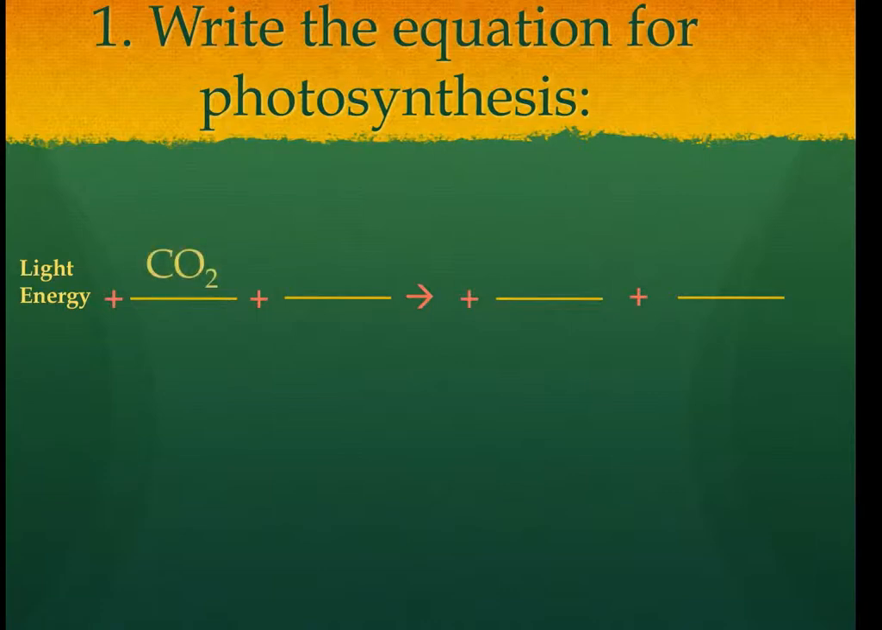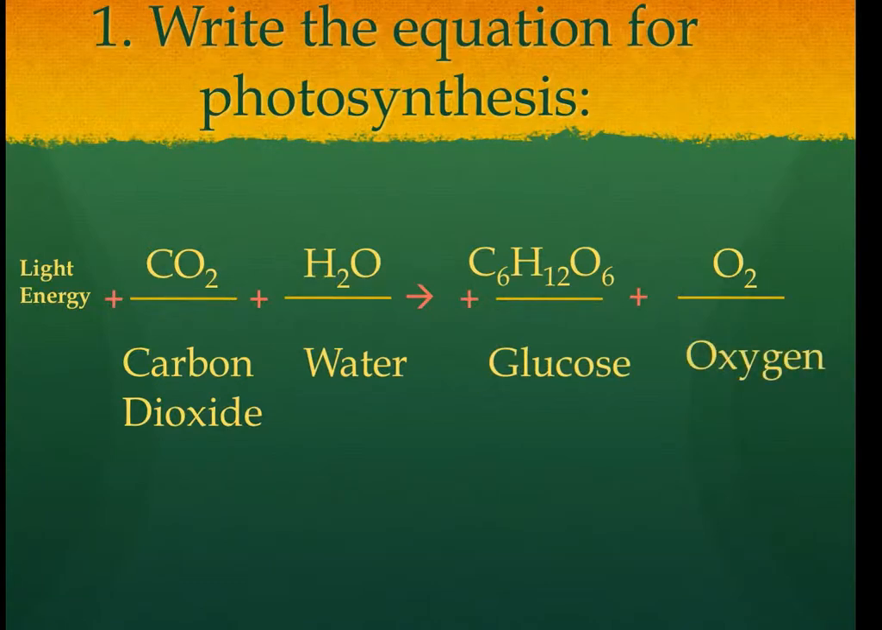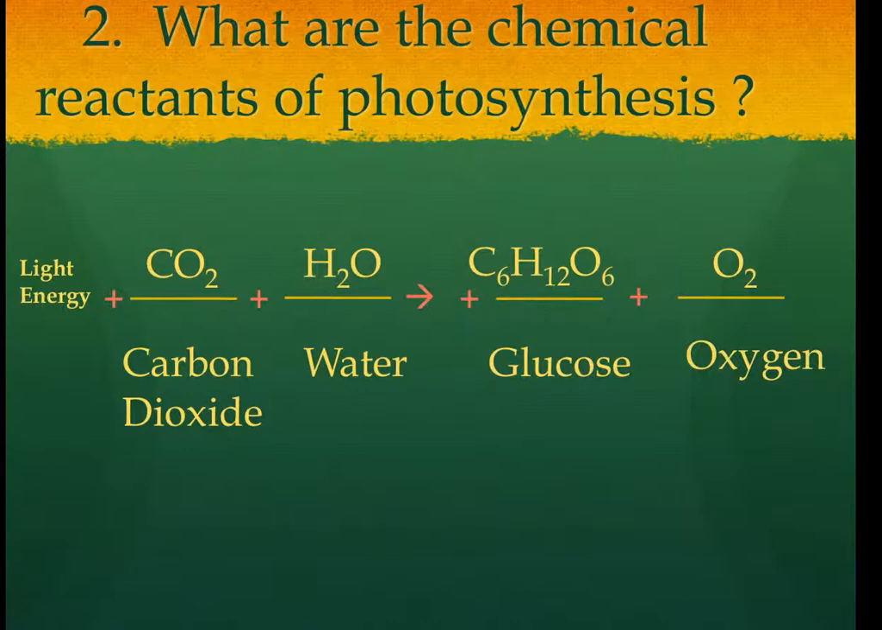You have some CO2 coming in. You have water. Those are the starting points, or the reactants. And we end up with C6H12O6 and oxygen. Of course, if we put names to those, which you know, carbon dioxide and water are the reactants, and glucose, simple sugar, and oxygen are the end products. And so there we go.